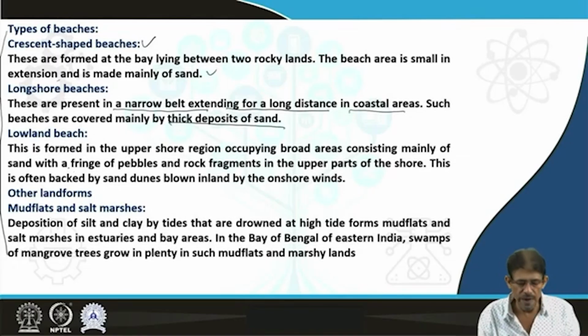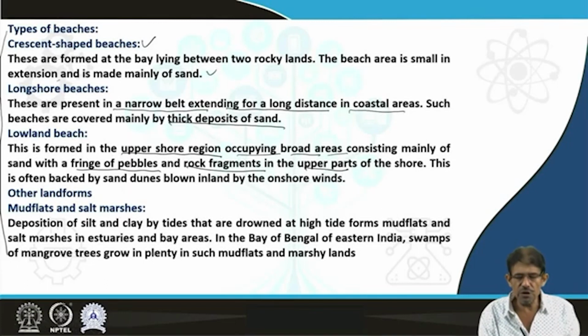Then the lowland beaches. These are found in the upper shore region, occupying broad areas consisting mainly of sand with a fringe of pebbles and rock fragments in the upper part. So in such zones there is a composite type of layering.